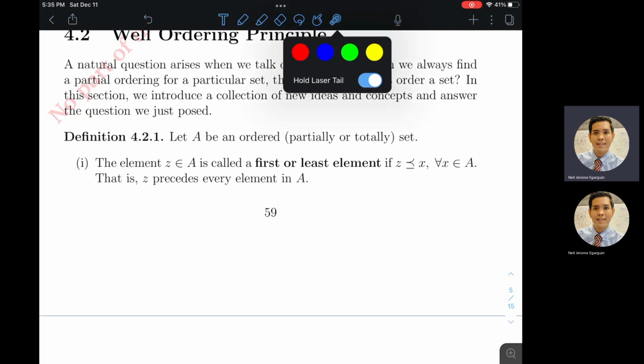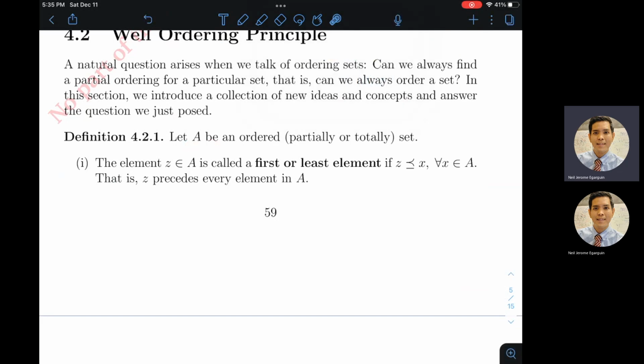So first we will assume that we have a set A together with a partial order on it, be it a partial order or a total order. So the element Z in capital A is called a first or least element if Z precedes all elements of the set. Ibig sabihin, kung ililista mo in a partial order, si Z dapat lagi siyang mas maliit.